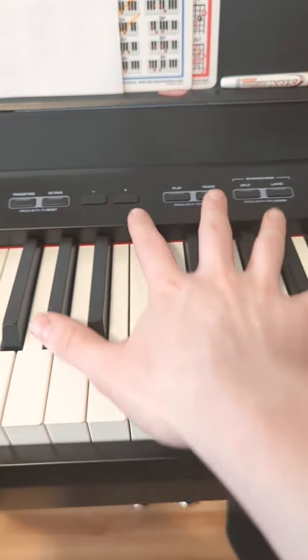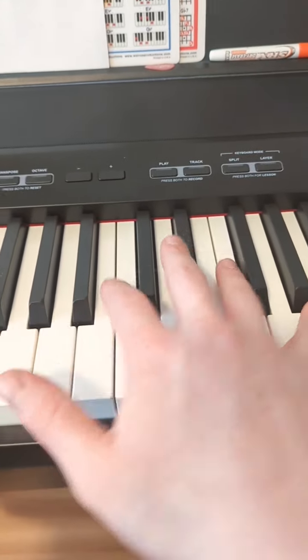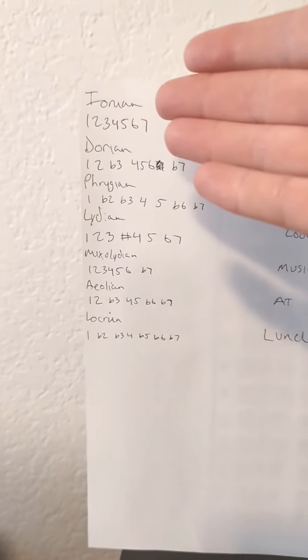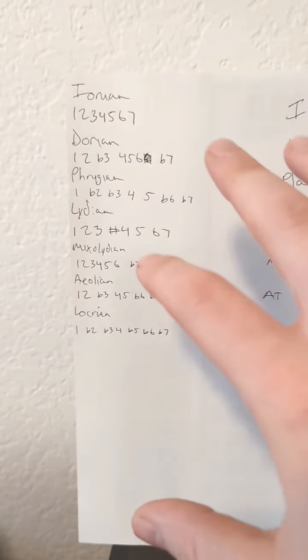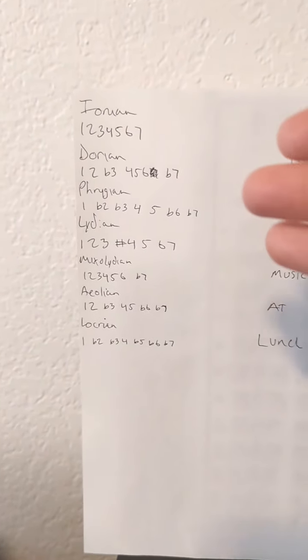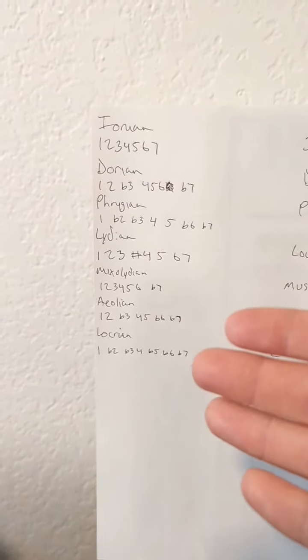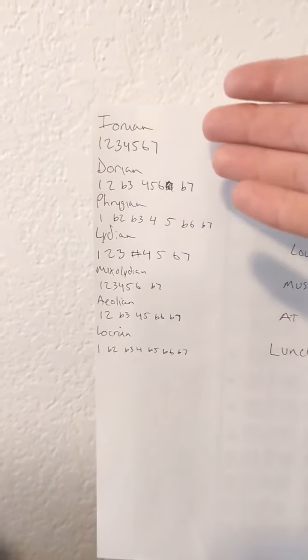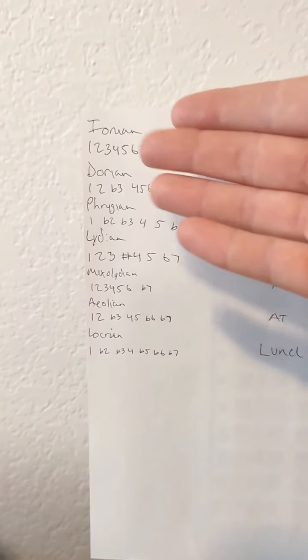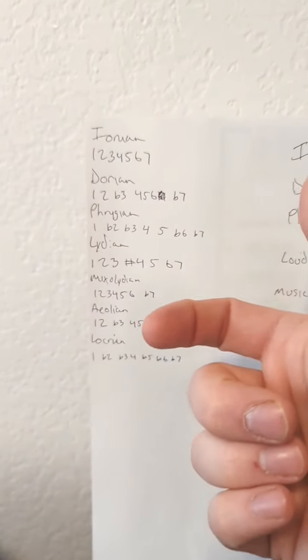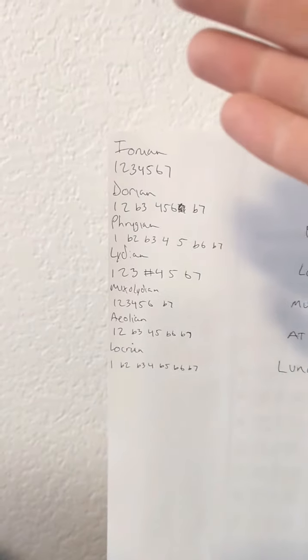What if I told you that there are 7 scales hidden within the major scale? Would you believe? Here's a list of some very interesting looking names. There are 7 to be exact. And these are the modes of major. So if we start on the top, we've got Ionian, Dorian, Phrygian, Lydian, Mixolydian, Aeolian, and Locrian.